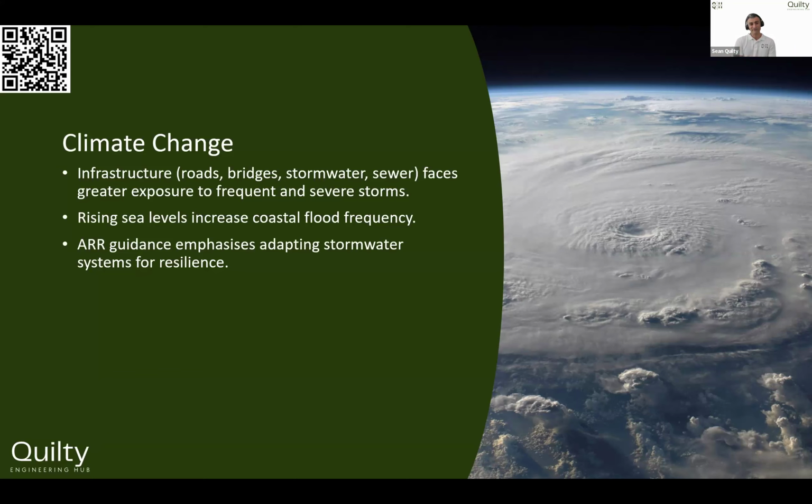The Australian Rainfall and Runoff Guidelines provide guidance, and essentially the way that we've got to go going forward is to focus on resilient stormwater infrastructure, and just infrastructure in general, I suppose. So in the past, prior to climate change, it was pretty simple. The past ARR guidelines were quite simple as well.